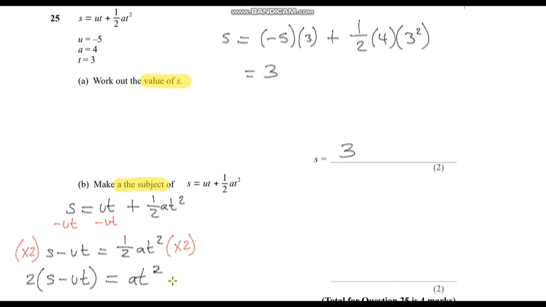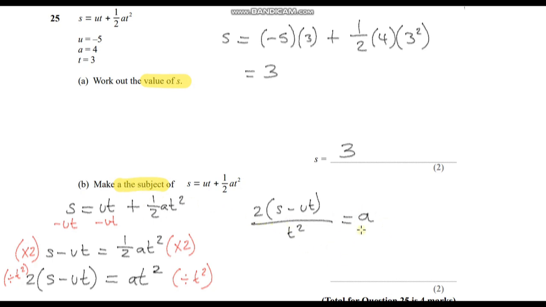So to get rid of that, we can just divide by t squared. So if we divide both sides by t squared, I'm running out of room, so I'll put it over here. On the left hand side, we've got 2 in brackets s minus ut, all of that over t squared. And on the right hand side, all of this divided by t squared, we're just left with a. So we have made a the subject.